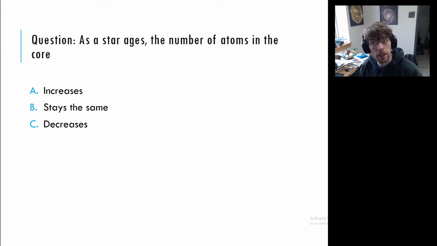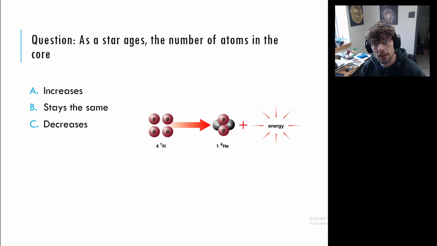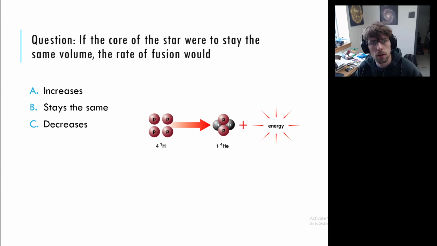Hopefully, first of all, we have to remember the fusion process. And the fusion process says we take 4 hydrogen atoms and we combine it into a single helium atom with a little extra energy. Okay? So the number of atoms in the core, the part of the star responsible for fusion, continually decreases. Here's the next question for you.